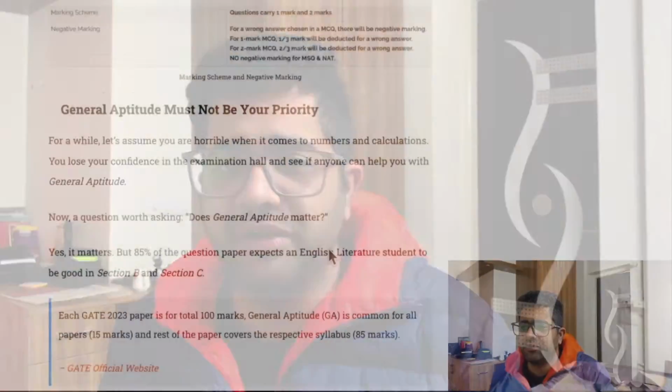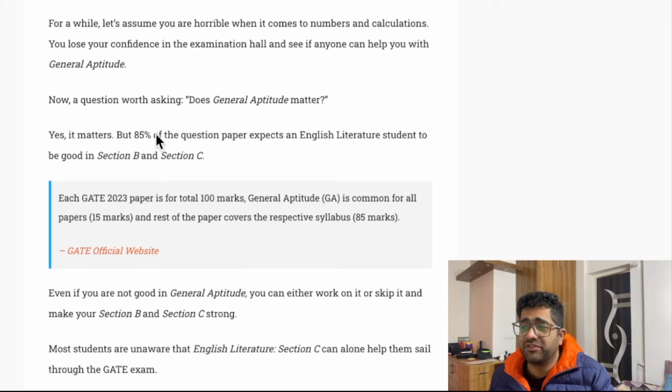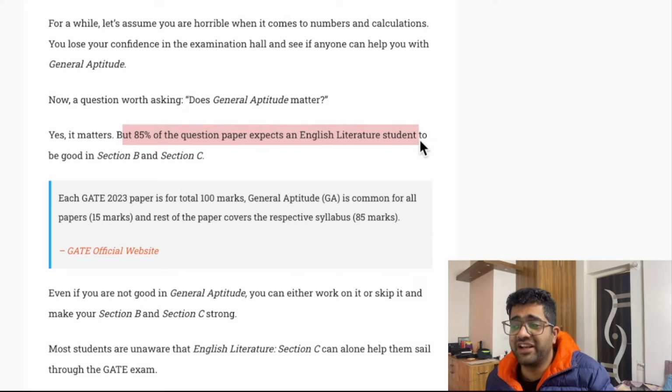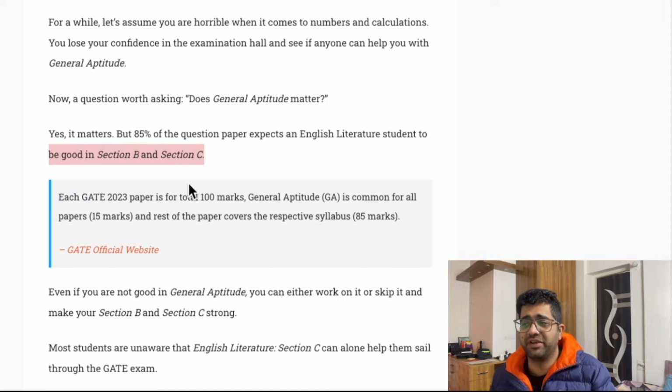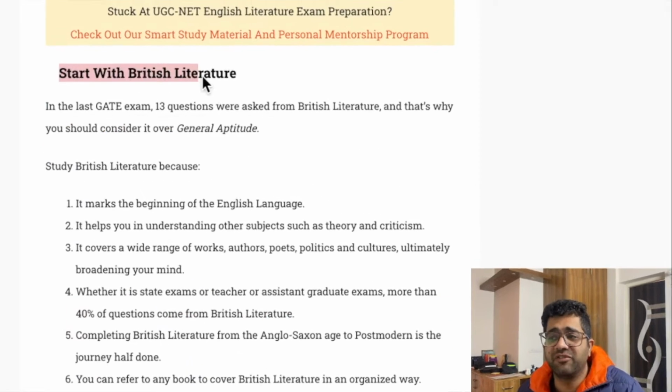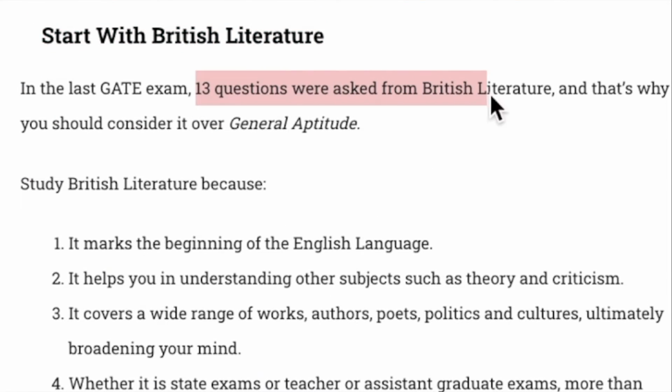Let's check it out again. You see here, 85% of the question paper expects English literature students to be good in section B and section C. Start with British literature. 13 questions will be asked from British literature. You have to prepare British literature in detail. 13 questions matter a lot.